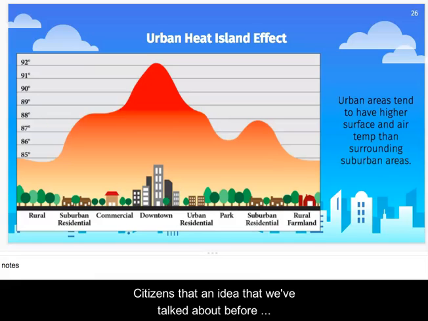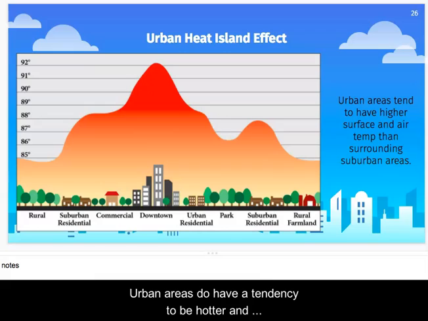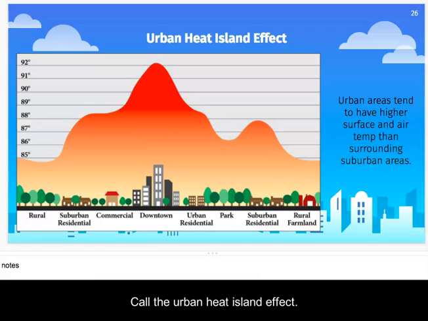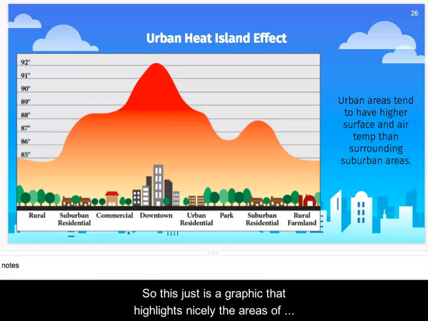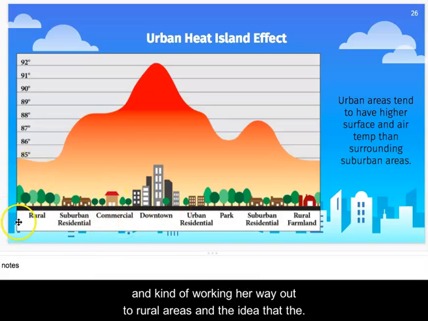Okay, so this is an idea that we've talked about before when we've talked about urbanization and also sustainability in terms of energy, because urban areas do have a tendency to be hotter, and additional tactics need to be put into place to mitigate that additional heat. It's called the urban heat island effect. This graphic highlights nicely the areas of urbanization or downtown versus commercial, working our way out to rural areas.